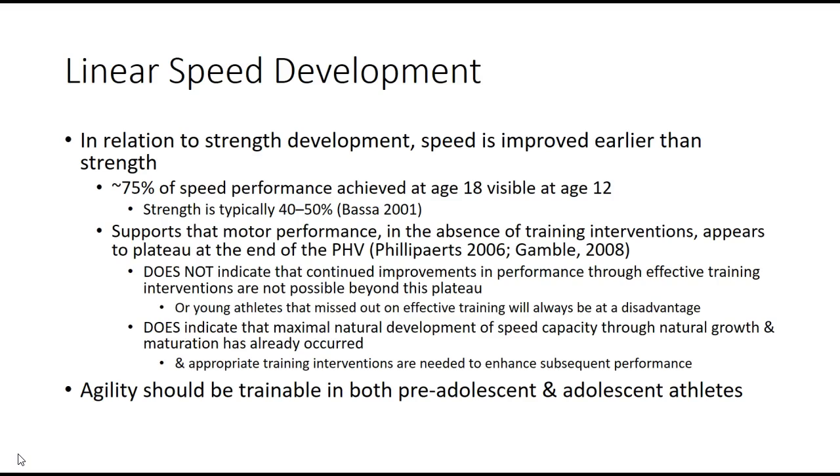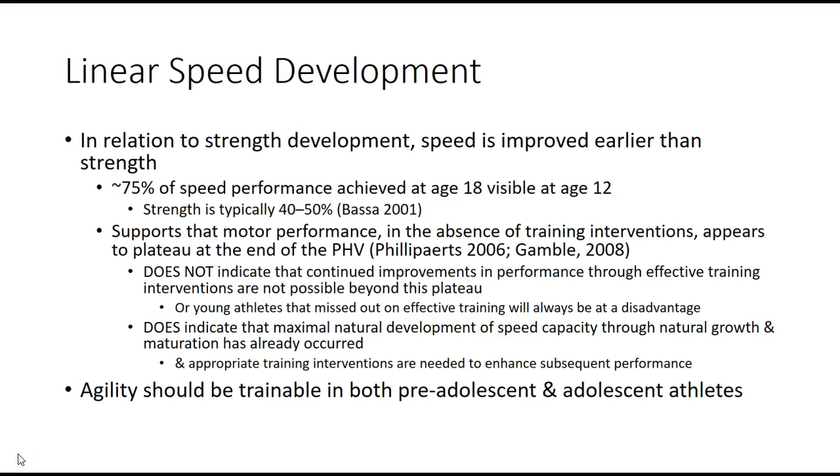However, it's important to note this does not indicate that continued improvements in performance through effective training interventions are not possible beyond this plateau. And it's also important to note that young athletes who have missed out on training during these phases will not necessarily always be at a disadvantage. Instead, it merely suggests that maximal natural development of speed capacity through natural growth and maturation has already occurred, and that appropriate training interventions will be needed to enhance any sort of speed performance.